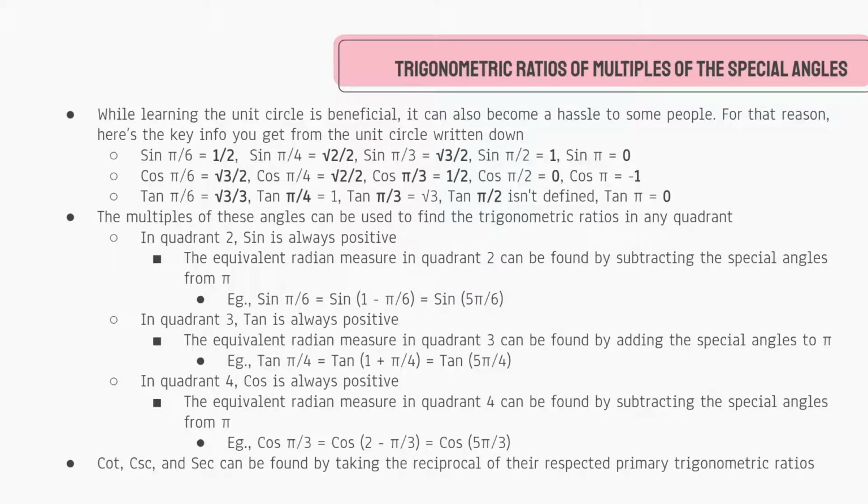Lastly, for quadrant 4, we know that cosine is always positive. To find the equivalent measure in quadrant 4, you can easily just subtract the special angles from 2 pi.